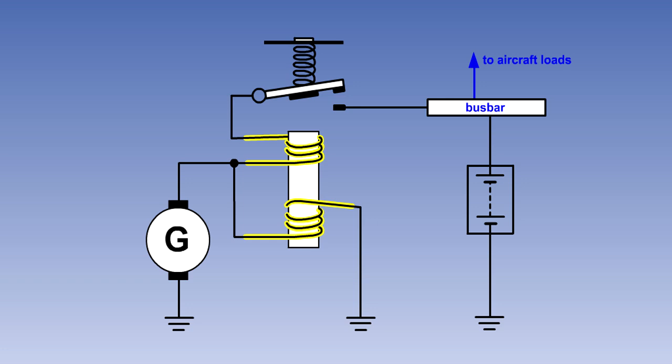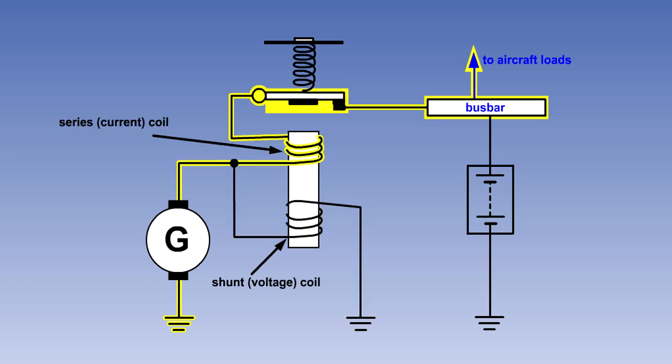The difference between the reverse current relay and a standard relay is that the core has two sets of windings or coils wrapped around it. The voltage or shunt coil has many turns of thin wire and is connected in parallel with the generator output. The series or current coil has a few turns of thick wire and is connected in series with the generator output. The generator output current passes through this coil.